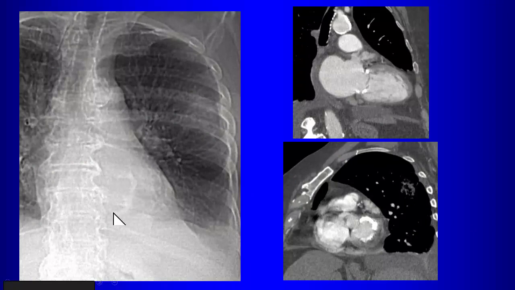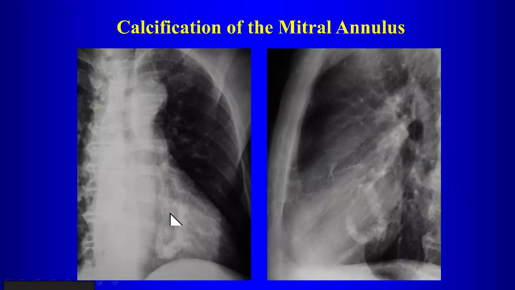So this is the annulus, the fibrous insertion of the valve, and it's demonstrated very nicely, again, on non-gated CT, very nicely on a short axis reconstruction. You can see this is the insertion, the fibrous ring, the insertion of the mitral valve, and that's what is calcified here. That's mitral annulus calcification, right? So here it is on the plain film. That's what it looks like, this reverse C-shaped calcification. So this is not coronary artery calcification, this is mitral annulus calcification.